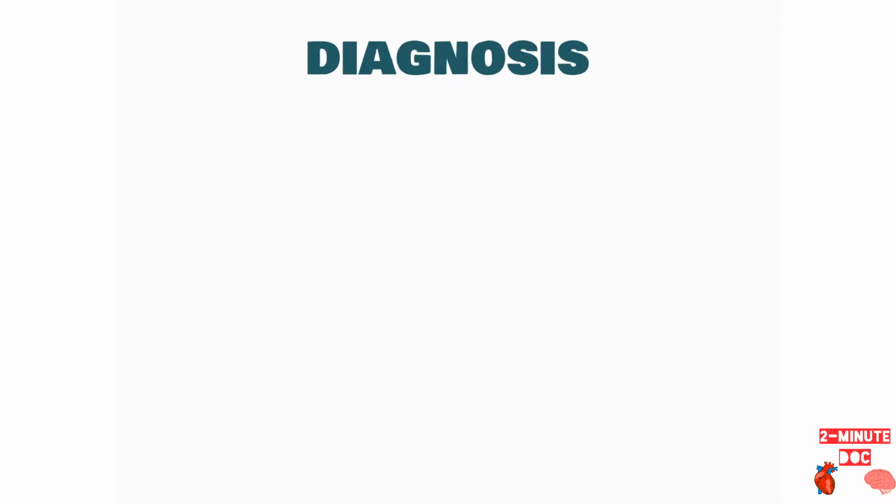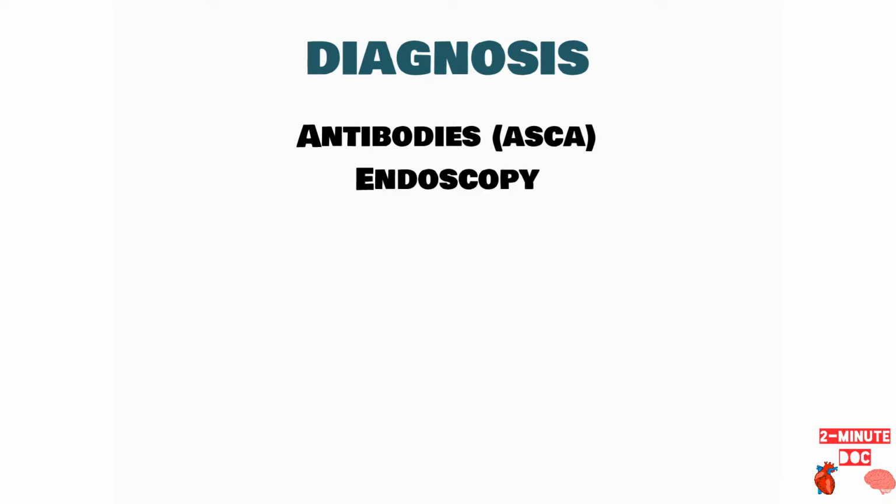The diagnosis of Crohn's disease can be done by detecting specific antibodies such as anti-Saccharomyces cerevisiae antibodies. This is present in most of the patients with Crohn's disease. Endoscopy and colonoscopy can be done to directly visualize the lesions.